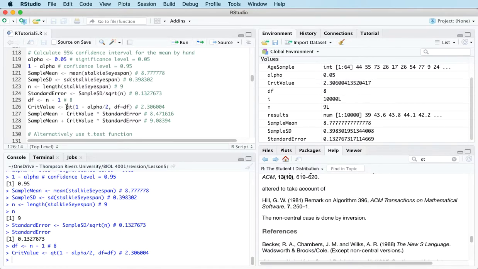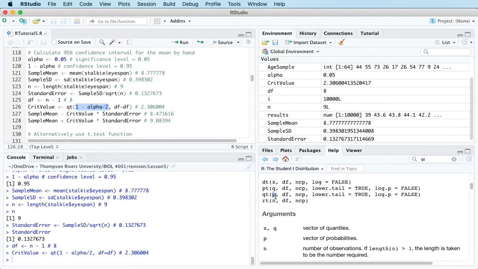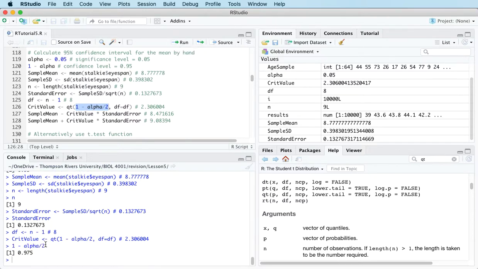Okay, but for us, this first argument, if we look back here, is what is called P here. So it's the vector of probabilities. In this case, we're just finding out the value for one number. And so it looks like, actually let's see what that comes to. So 0.975. So what's going on here? Why, if I said my confidence level is 0.95, am I all of a sudden working with 0.975?